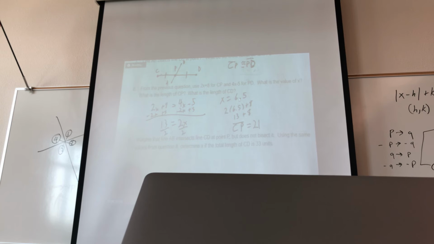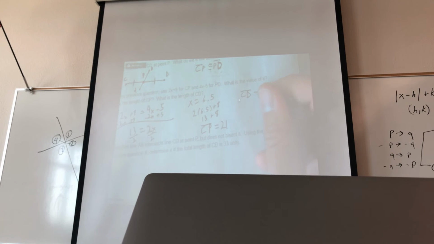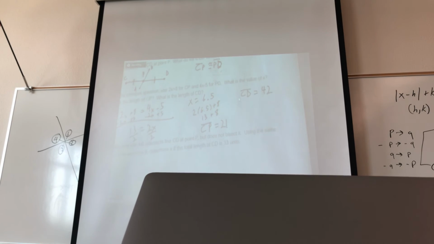We don't know what they're measuring in, but we know it's 21 units long. CD then is the whole thing. We don't have to put this stuff back in and find the other half. All we have to do is put this together. It should be 42. If half of it is 21, the whole thing is 42.